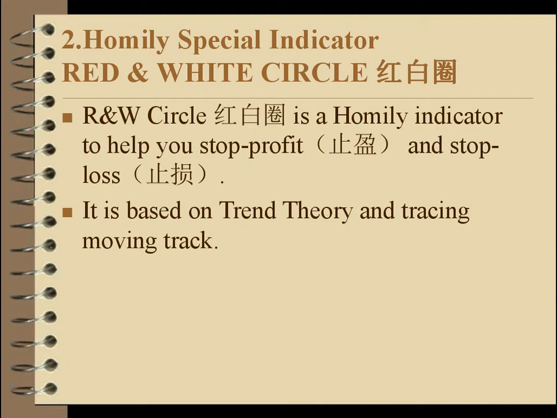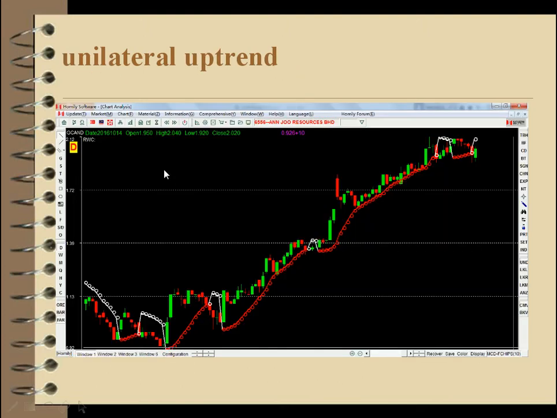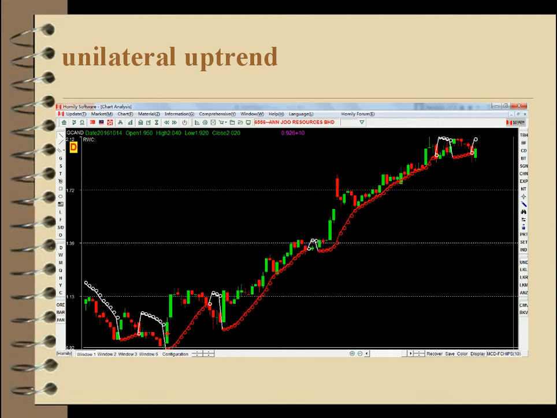And the second is that it is based on the trend theory and the tracing moving track. Very simple indicator. The second point is the application scope. The red and white circle is just used for a unilateral uptrend or downtrend. This one is the unilateral uptrend. You can see many times the price goes into correction. See here, let me show you. The price goes up, correction, goes up, correction, goes up, correction.